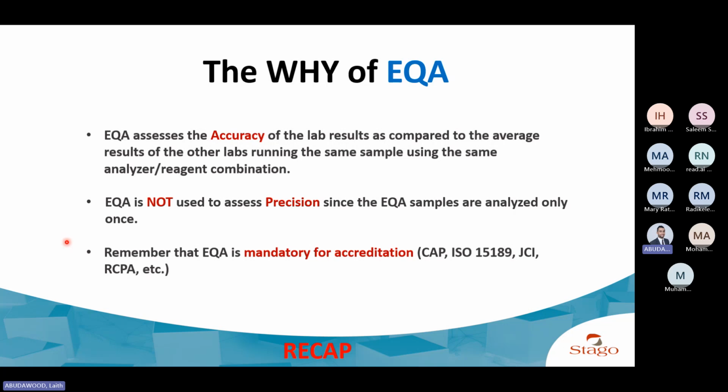For some countries, for example, you have to have an ISO accreditation. ISO accreditation requires you to have an external quality assessment. So usually the reason for you to use the external quality assessment is because you have to get the accreditation. Very few labs take external quality assessment by choice because they want to improve their accuracy. So these are just very, very few labs.